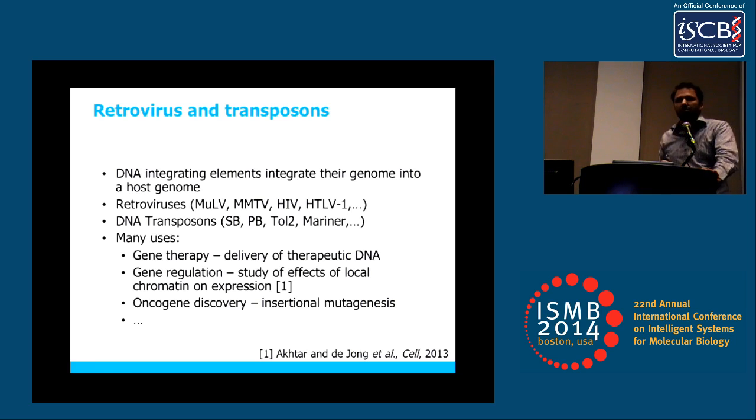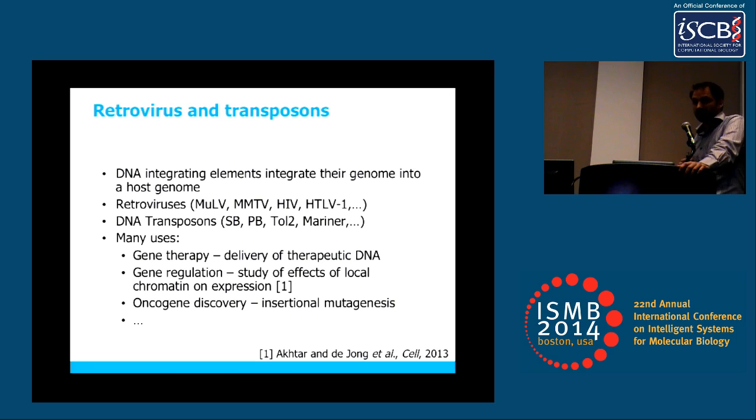So these systems are really used, for instance, for gene therapy, where they deliver therapeutic DNA to a patient. But they can also be used to study gene regulation. And I was involved in a study that appeared last year, in which we used Sleeping Beauty transposons to study the effect of local chromatin on expression. And that's a technique called TRIP. I think it's a really cool technique. You can have a look at it. It came out of the Bas van Steensel and Maarten van Lohuizen lab from the Netherlands Cancer Institute.